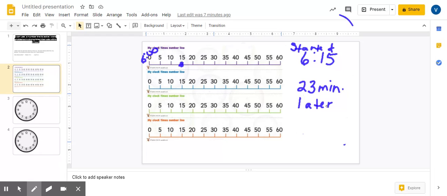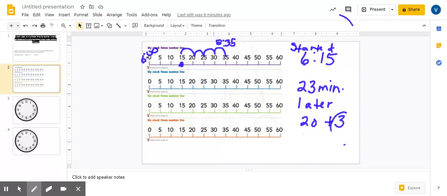If it's 23 minutes, I would break apart the 20 and then add 3 later. Because what could I count by if I did it with a 20? Sure, I could count by 5s, or I could count by 10s. I'm going to count by 5s. How many 5s are in 20? Well, let's see. 5, 10, 15, 20. So that is at 6:35. And what do I need to add to it?